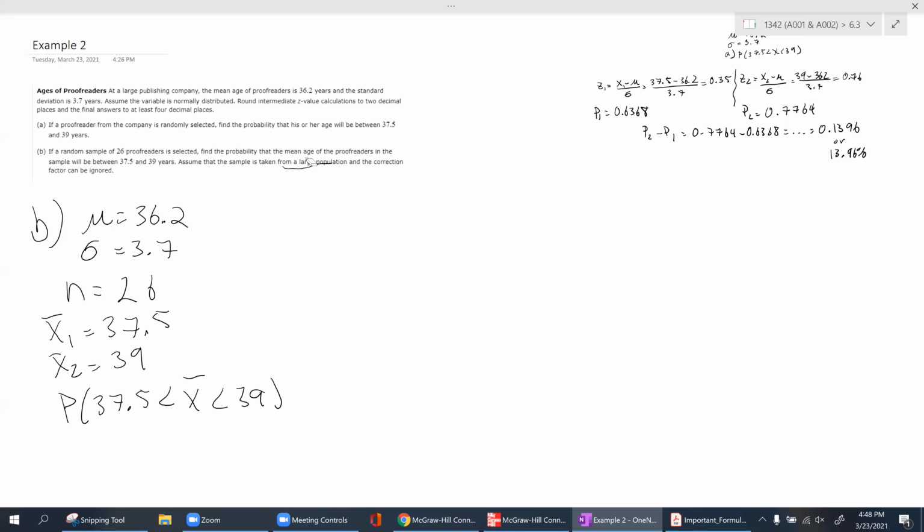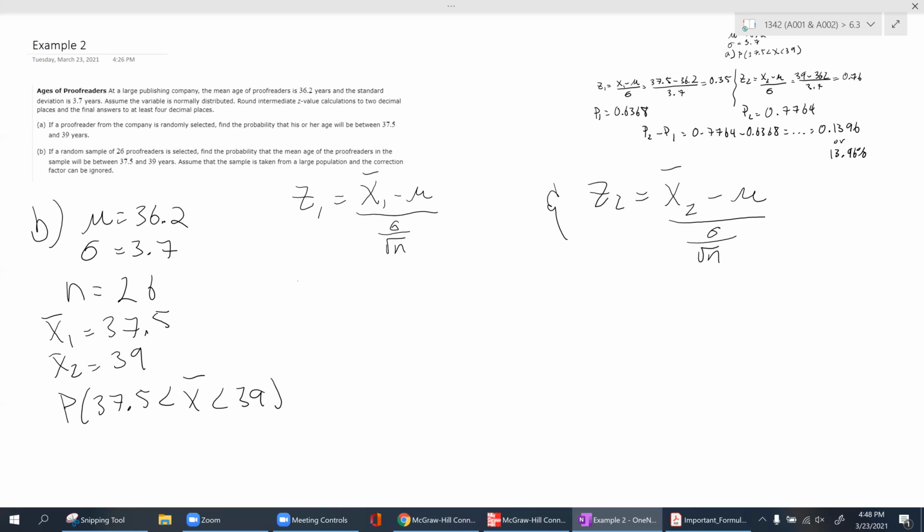Assume that the sample is taken from a large population and the correction factor CF can be ignored. All right. So that means I'm going to find Z1 is equal to X bar 1 minus mu over standard deviation over square root of n. And then I'm going to find Z2, X2 minus mu over standard deviation over square root of n.